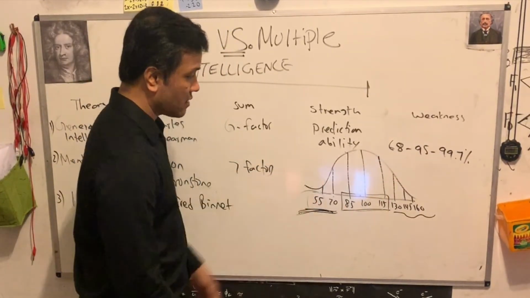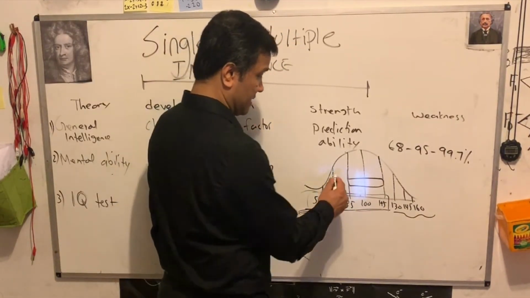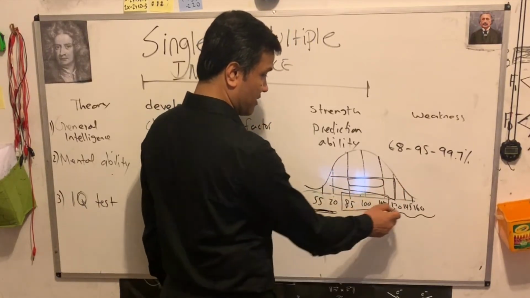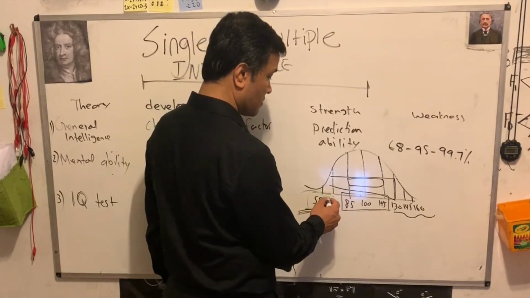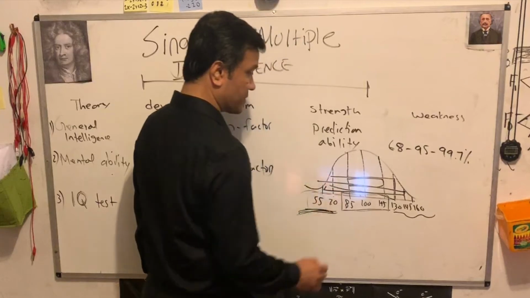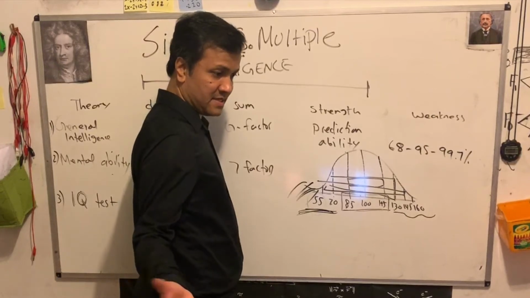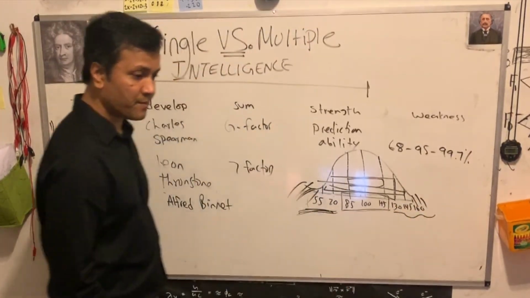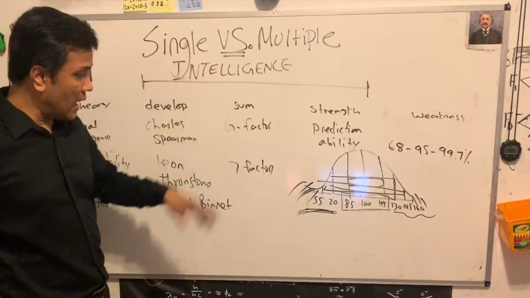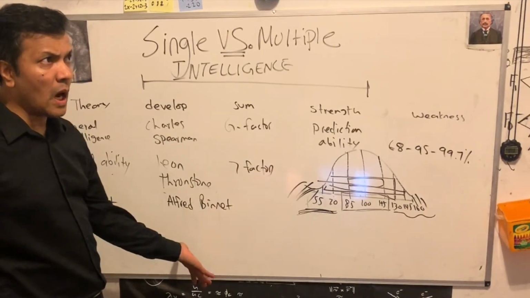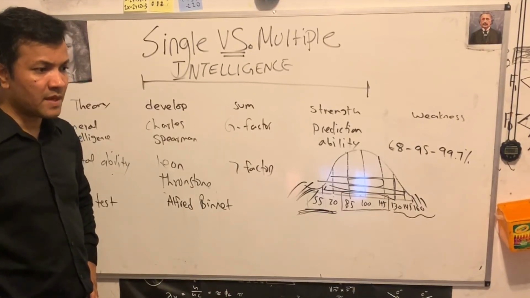By the way, 68% of people are between 85 and 115. 95% of people are between 70 and 130. And 99% of the people are between 55 and 145. So the top 1%, and some people are basically chimpanzees, and some people are basically Einstein. What is the percentage of people who are human chimpanzees? About 1.5%. Yeah, a very small percentage.